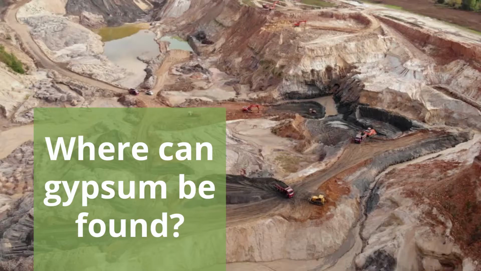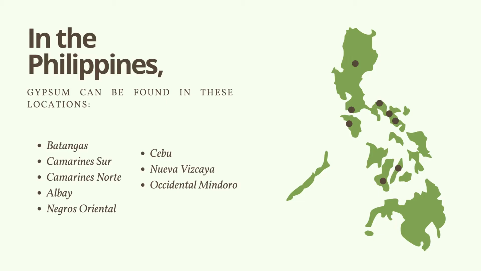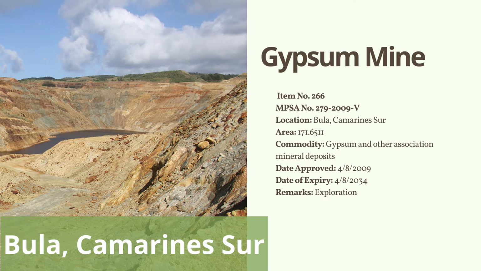First of all, can this mineral be found locally? Yes! There are many locations in the Philippines containing deposits of gypsum, such as Batangas, Camarines Norte, Albay, Negros Oriental, Cebu, Nueva Vizcaya, Occidental Mindoro, and Camarines Sur. One example of a local gypsum deposit can be found in Bula, Camarines Sur. This deposit has an area of around 172 hectares.